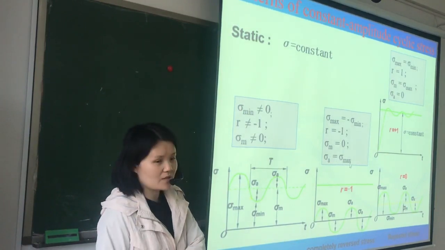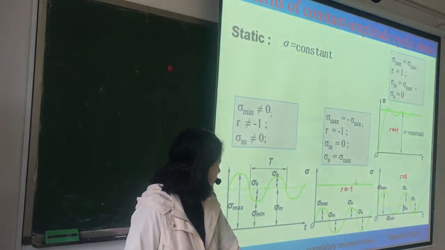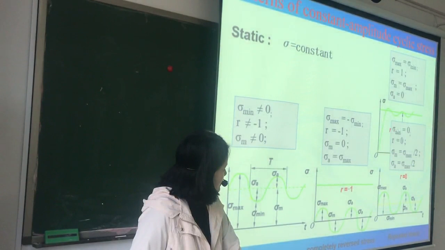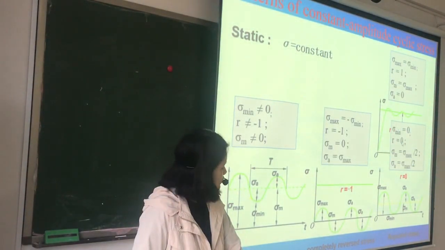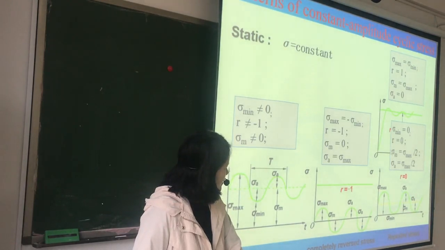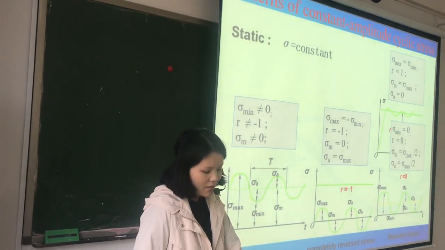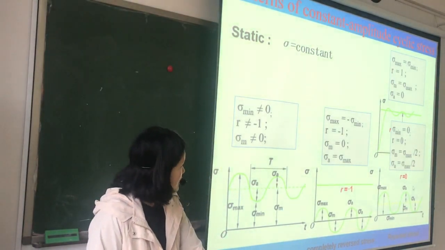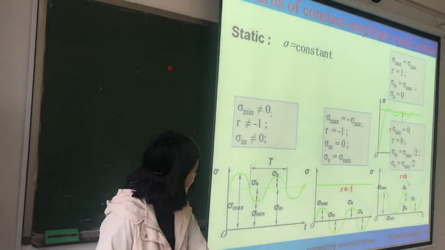equals the maximum stress. And for the repeated stress, the minimum stress is 0, the stress ratio is 0, and the mean stress is half of the maximum stress, and the stress amplitude is half of the maximum stress. Okay, these are the parameters for the stresses.